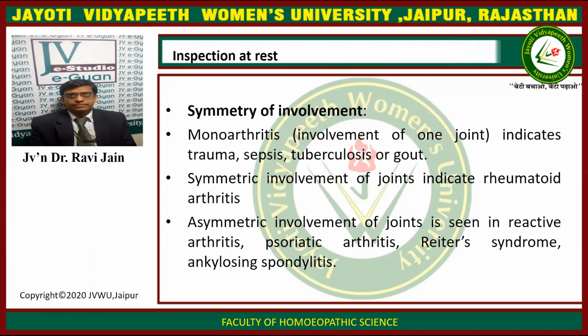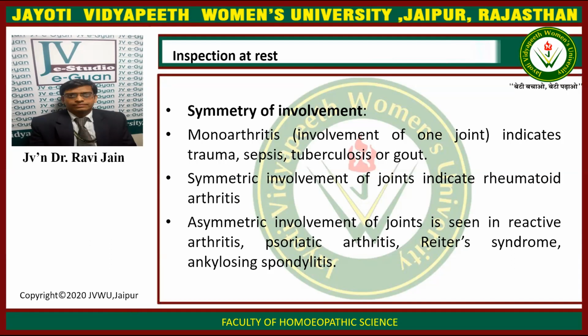Now, first of all, we have to do the inspection at 2 times. We have to inspect the joint at rest and we have to inspect the joint during motion. Inspection at rest consists of checking for the symmetry of involvement of the joint. If it is monoarthritis, that is single joint involvement, it indicates a history of some kind of trauma, sepsis, tuberculosis, or gout. If there is symmetrical involvement of the joints, it indicates rheumatoid arthritis.